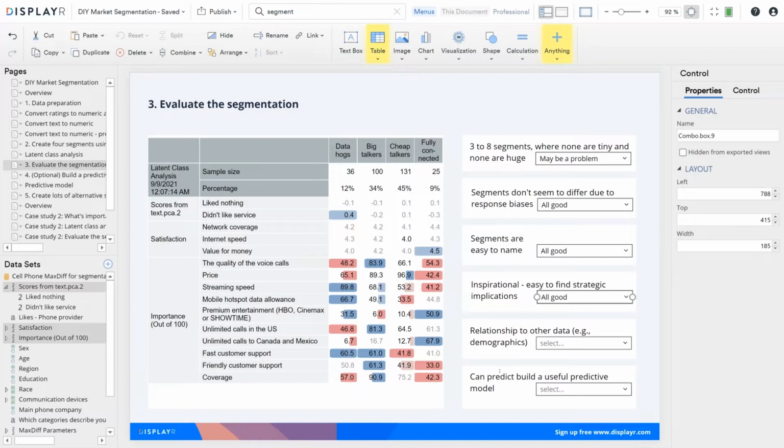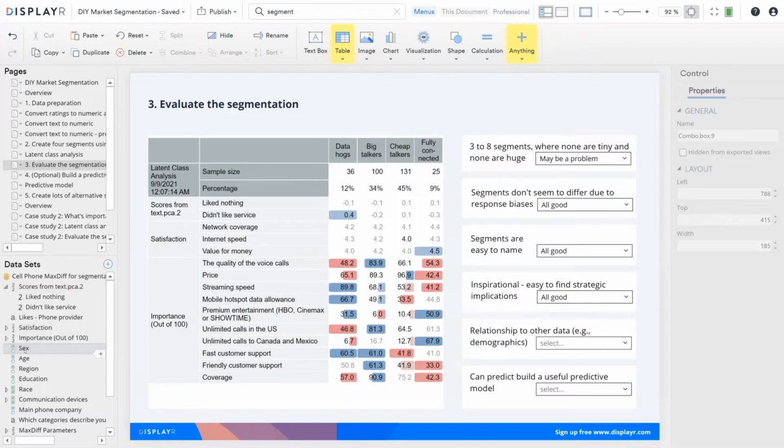The next thing we wish to look at is there a strong relationship between the segmentation and other data? Now, we've already seen some relationship between the satisfaction data. It's a bit weak there. Let's bring across all the demographics and some other behavioral data and see what we can find.